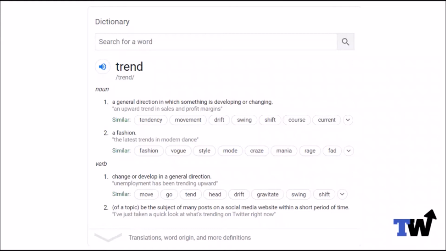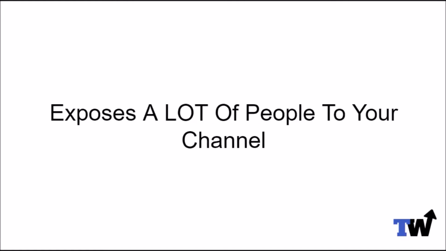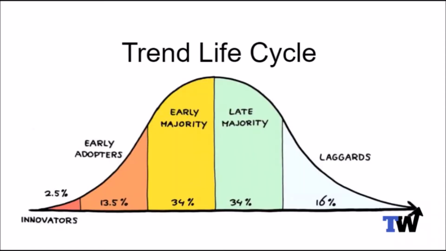And the reason I really like trends is because they provide your channel with a lot of quick traffic. This quick traffic is very powerful because it can expose your channel to a lot of people, and these people can turn into subscribers. To show you how this whole cycle works, I've got a graph called the trend life cycle chart right here. As you can see, there are 5 different parts to it: innovators, early adopters, early majority, late majority, and laggards.